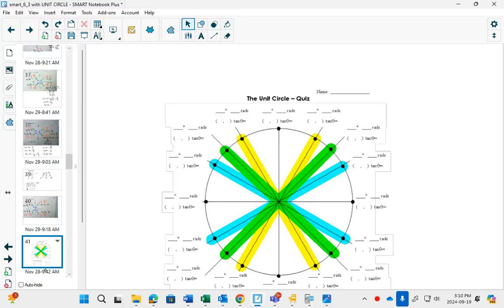Now, what makes this different than other quizzes, it's going to be in class, it's going to be identical to this. But you have to get it all right. If you get it all right, you get 10 out of 10. If you make one error, you get 0 out of 10.